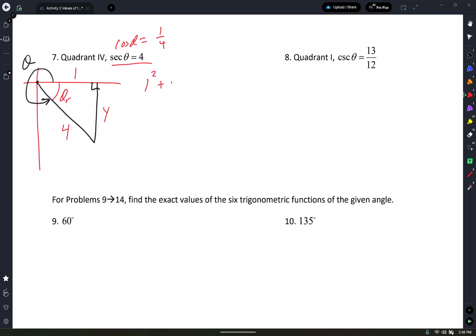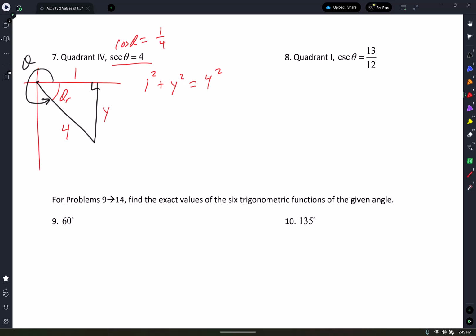1 squared plus y squared equals 4 squared. I know some of you probably don't even need to do this. I'm okay with you not doing this because I know some of you can just look at it and say, that's square root of 15. Why are you making me do this? Fine, that's fine. Put square root of 15. Make sure you put negative because I'm in quadrant 4.